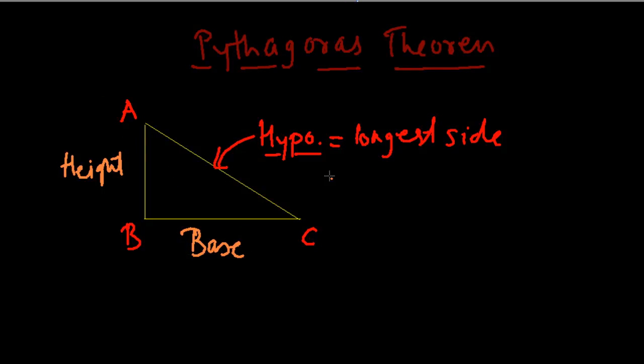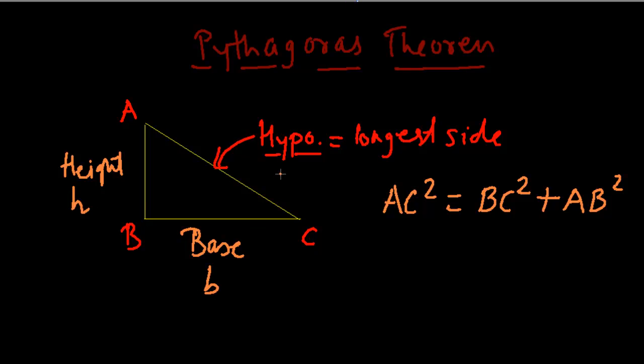And now, according to Pythagoras theorem, the relation between the hypotenuse, that is the longest side, the base, and height is given by: length of hypotenuse square is equal to square of base, that is BC square, plus AB, that is height, square. So if I denote this as h, I denote this as b, and I denote this as x, then I can write it as x square equals h square plus b square.